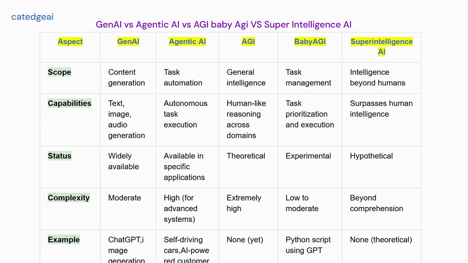This is intelligence beyond humans, and it will surpass human intelligence. Its status is hypothetical, so it is still maybe in the future, and it will take many years, maybe 100 years also. But humans can achieve this at a certain point, but we have a lot of time, so no need to worry about it.